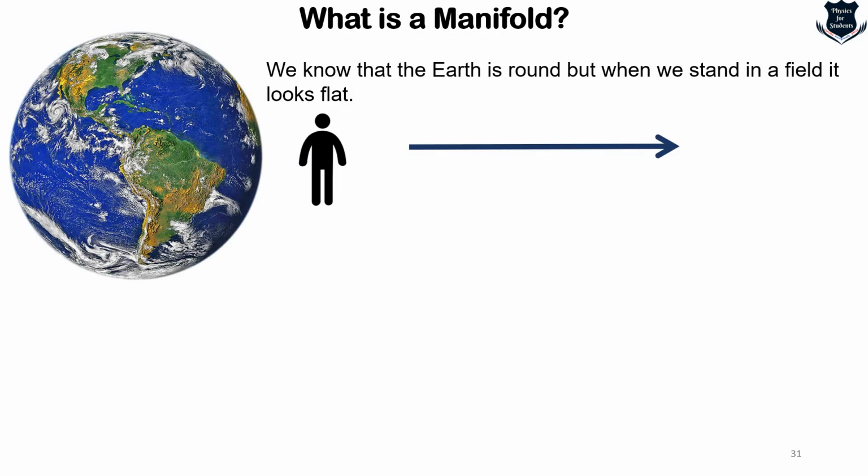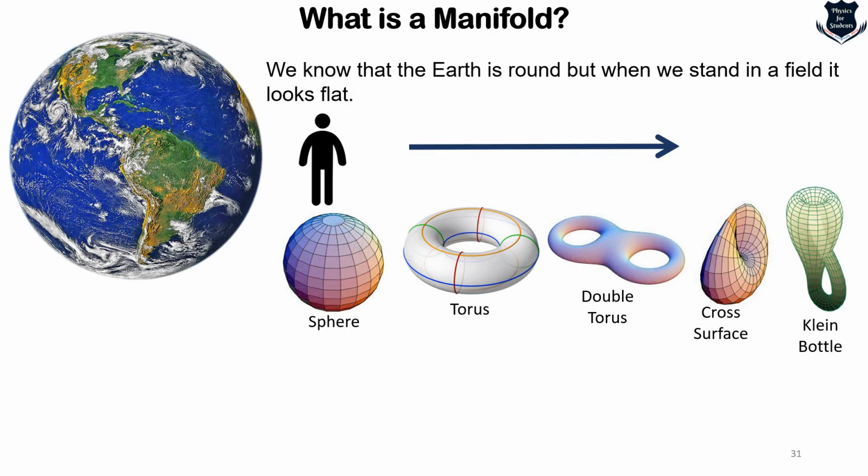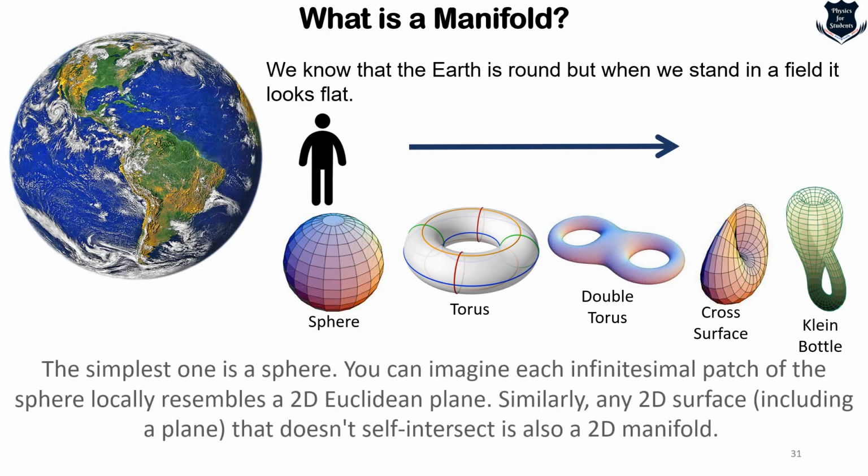We can of course have higher dimension manifolds which can be embedded in larger dimension Euclidean spaces, but these are difficult to visualize. Now if you move to two-dimensional manifolds, as you can see, the sphere, torus, double torus, cross surface and Klein bottle are all examples of two-dimensional manifolds. As you can visualize, the simplest one is a sphere. And you can imagine that each infinitesimally small patch, shown here as small boxes on the sphere, locally resembles a two-dimensional Euclidean plane.